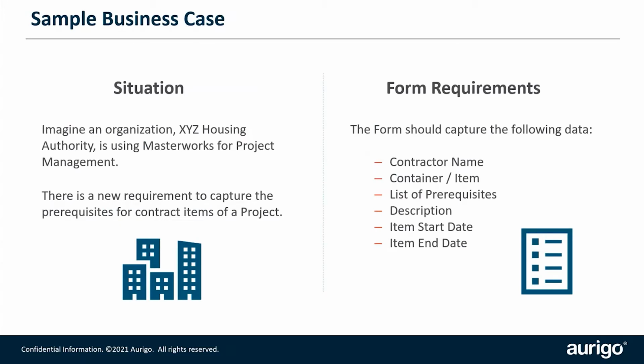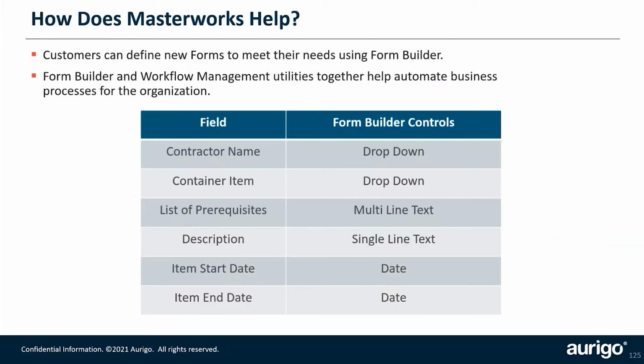So this is just a business case. I would anyways be explaining it in the demo, but as an example, imagine in an organization, if they are using Masterworks for their project management and they want to capture all contract related items in a separate form, the form data can capture contractor name, the container or an item, list of prerequisite for that contract, description of that, the item start and end date, all these things if one would want to capture. They would want to capture it in a way that they have different types of controls they would want to associate to each of this information.